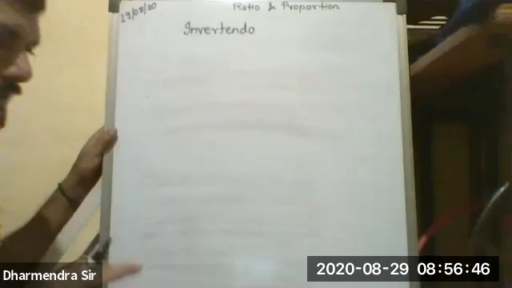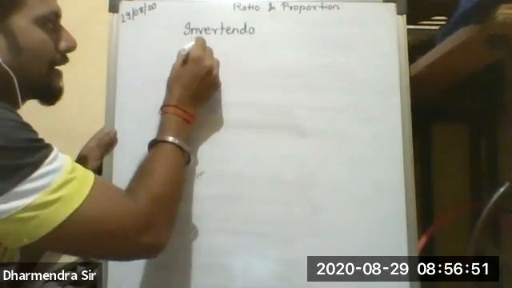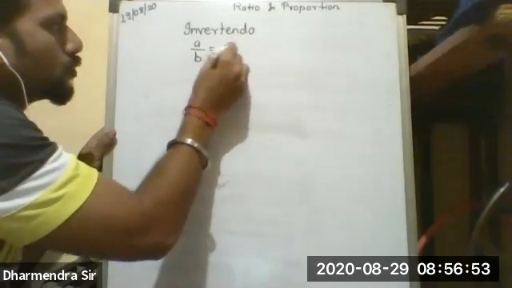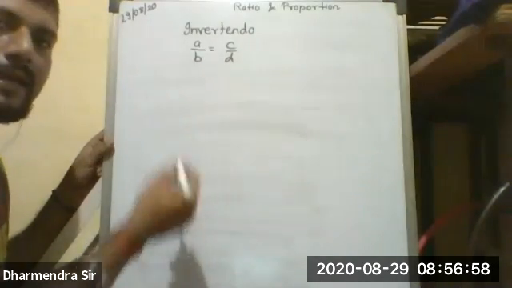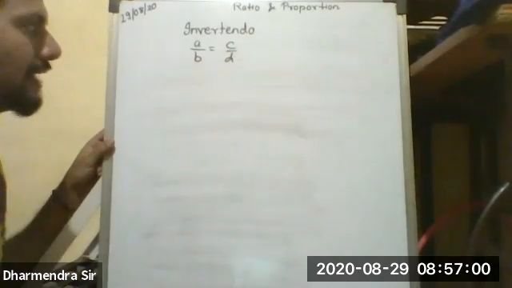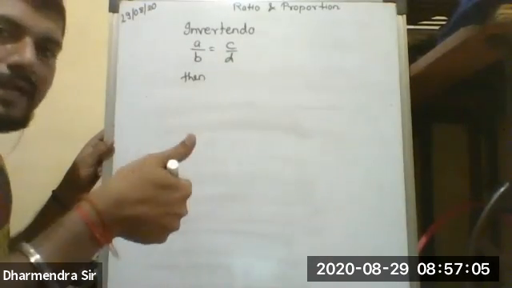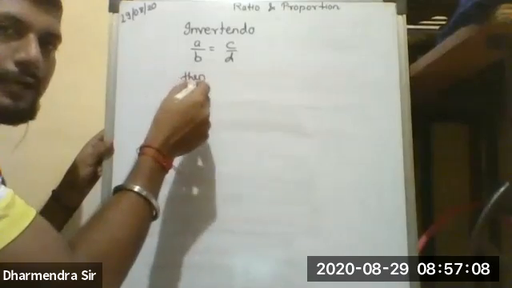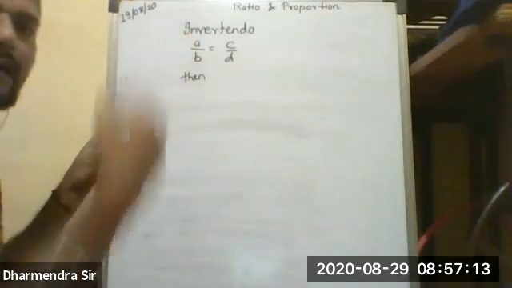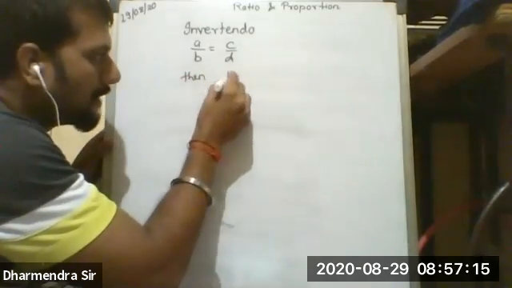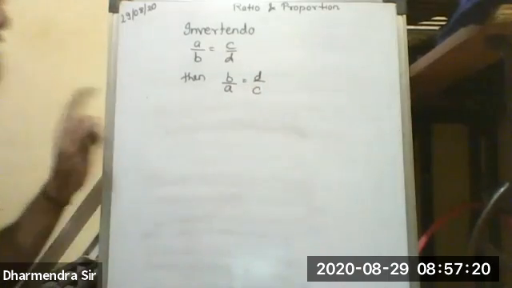What does it say? Invert, upside down. Actually, it means if we have a ratio a by b equal to c by d, they are equal, then it will be converted upside down. Whatever is present in the denominator will go to the numerator, and whatever is present in the numerator will come down. That is, this will take the form b by a is equal to d by c. This is called invertendo.